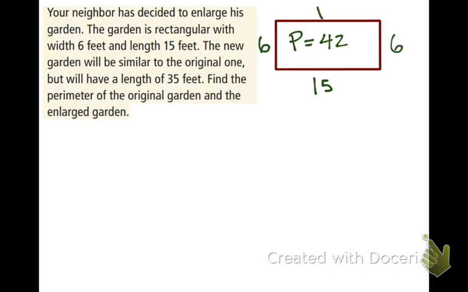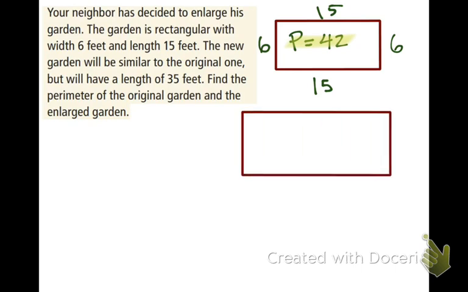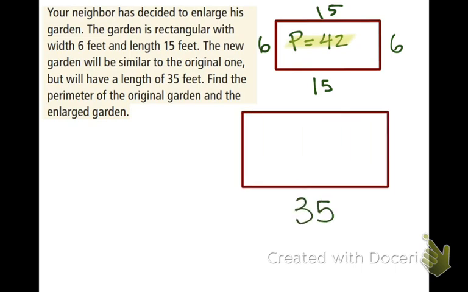42, because there's a 6 over here and a 15 over here. Add them all up. That's 42. So that was like half the answer right there, because it said find the perimeter of the original and the enlarged garden. The new one will be similar in shape, so it will also be a rectangle, but it will have a length of 35.